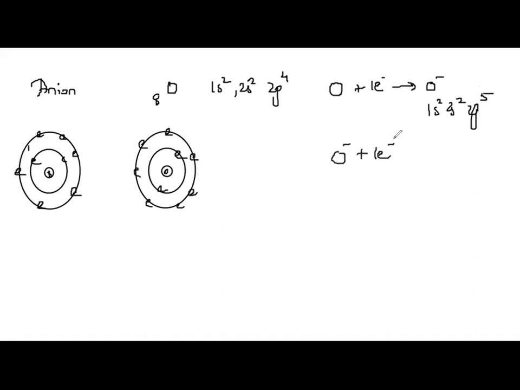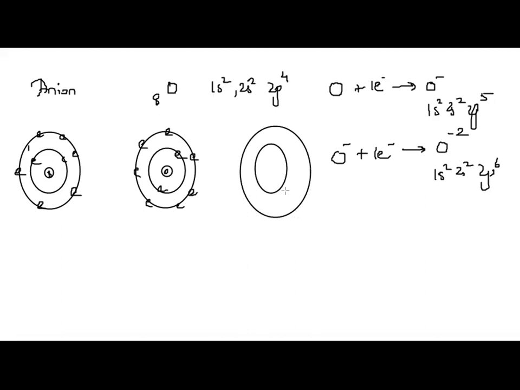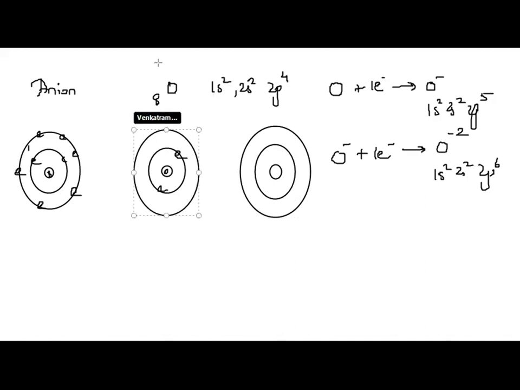Now if this O minus gains one more electron, what does it become? O minus 2. Correct? 1s2, 2s2, 2p6. So how do we draw it? Is it going to a new shell? No. It is on the same shell. Okay. So here 2, 4 and 1 electron is added. Here there were 2 electrons. This is the nucleus. And here there were 2s2, 2p4 electrons, and 2 electrons are added. So it is 2p6. 1, 2, 3, 4, 5, 6, 7, 8.